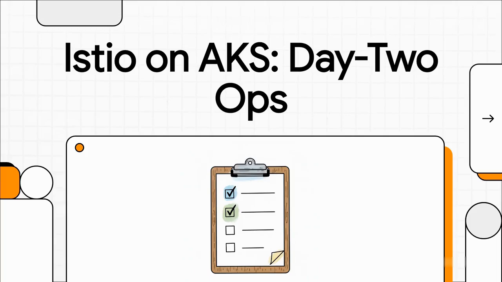All right, let's talk about the service mesh. Not just getting it installed, but what comes after. The stuff that really matters when you're running in production. Today, we're digging into mastering day two operations, specifically for Istio on Azure Kubernetes Service, or AKS.